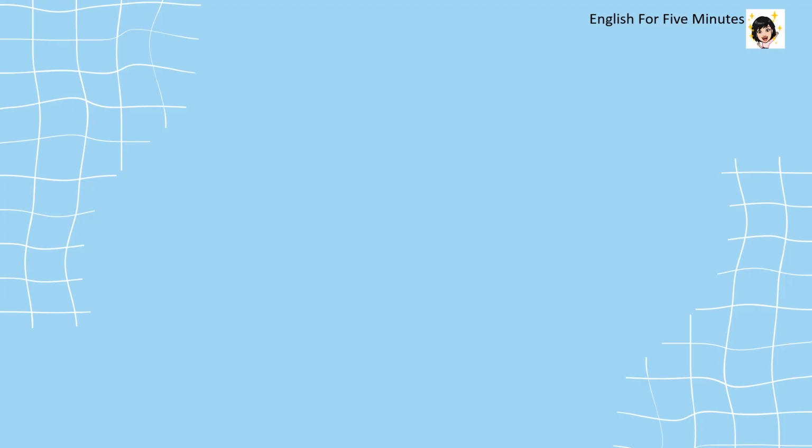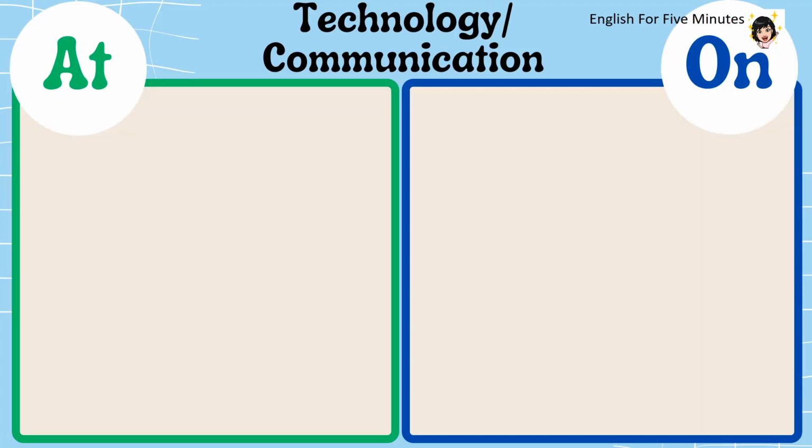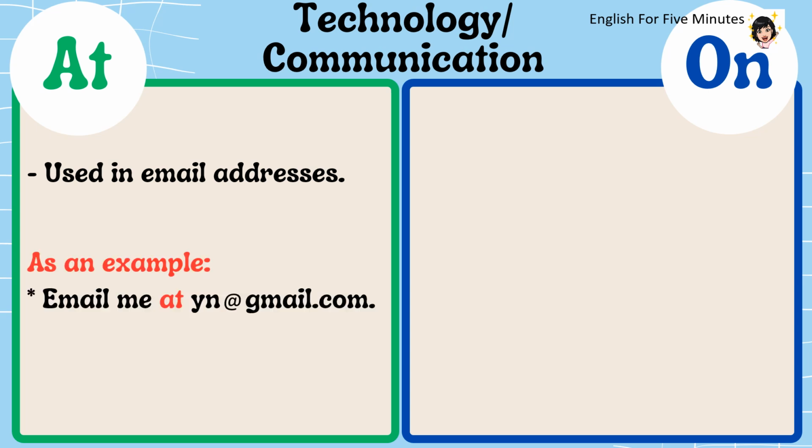Let's learn the prepositions at and on for technology or communication. Preposition at is used in email addresses. As an example, email me at yn@gmail.com. So this symbol is at.